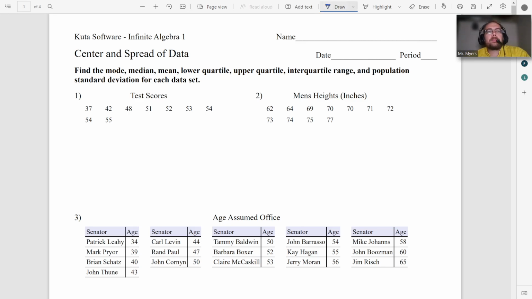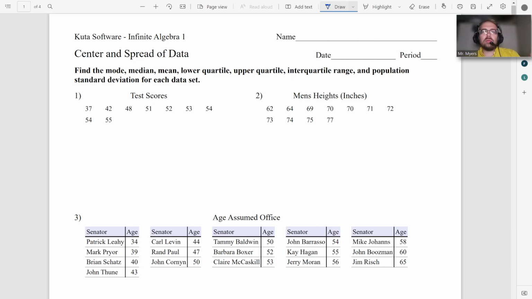All right, so test scores. Number one, we are trying to figure out, and you have all these numbers, and actually they're already in order, so that was pretty nice of them. They didn't have to put them in order, but they did. They won't later on, but they do for this one. If they're not in order, sometimes it is helpful to put them in order.